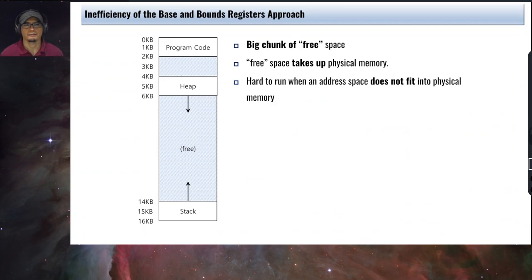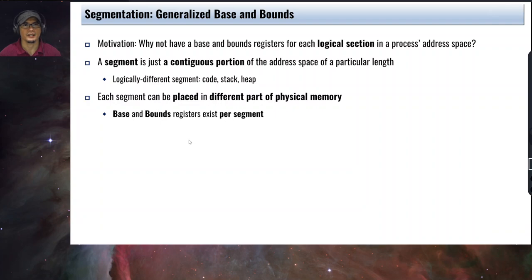We observed that in the basic base and bounds approach, there are some inefficiencies, in particular, the problem of internal fragmentation. The idea of internal fragmentation is that, let's say we are given this 16 kilobyte virtual address space. When it is mapped to the physical memory, there is a big chunk of free space which will be actually unused by the process. And this actually takes up physical memory. So when we have other processes, we might actually run out of memory, even though there is some free space available in reality. So this scenario is what is being addressed by segmentation.